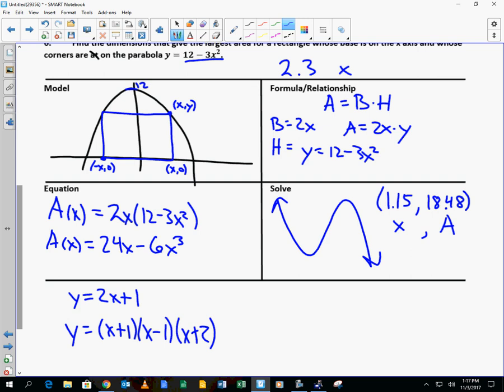Do I plug in 2.3 or do I plug in 1.15? Yeah. The height says that it is 12 minus 3x squared. So we take our x value, which is 1.15, and we plug it in, and that will give us the height. You could do that as well. So Grace is saying, well, if this is the area and the 2.3 is one of the dimensions, could I not divide those to get the other dimension?